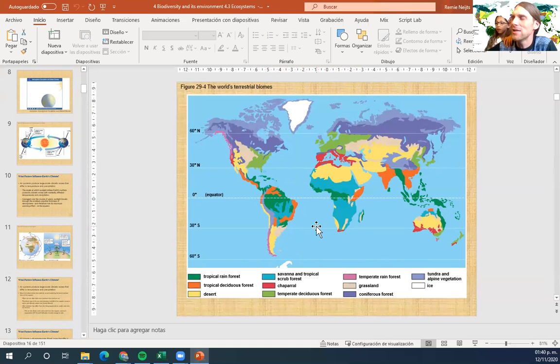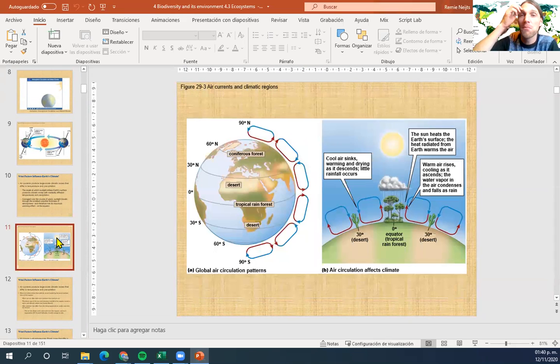Well, why is it like this? And therefore, I have to explain it with this image. And this is possibly for you the most difficult to understand, but it has everything to do with the spinning of the Earth and air currents.